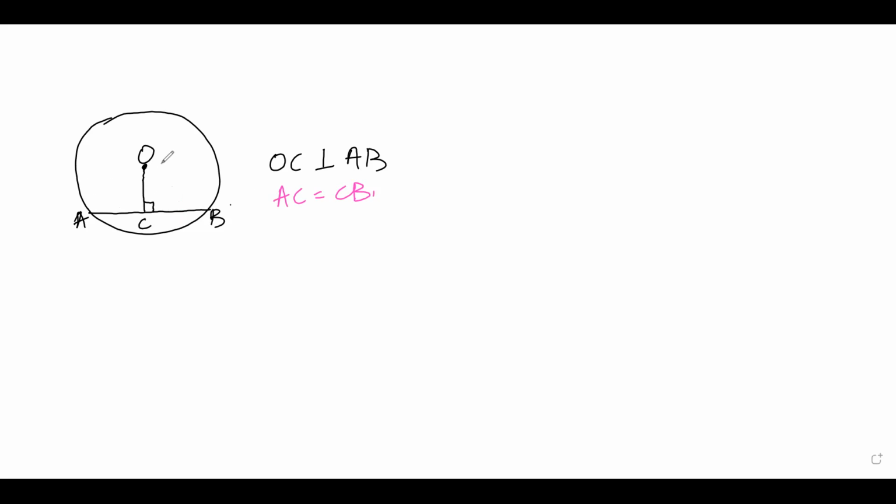Now the converse of this theorem. A line drawn from the center of the circle to the midpoint of the chord. A midpoint is the center, right? If this is the midpoint, that means they are already equal. So you are given that AC is equal to CB, because that line from the center is at the midpoint. Therefore, OC will be perpendicular to AB. That's the converse of theorem 1.